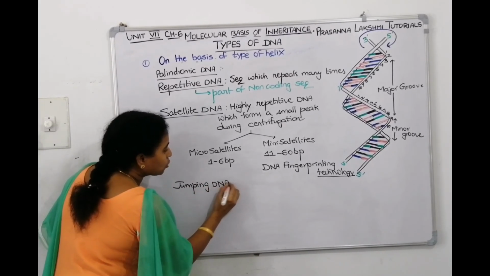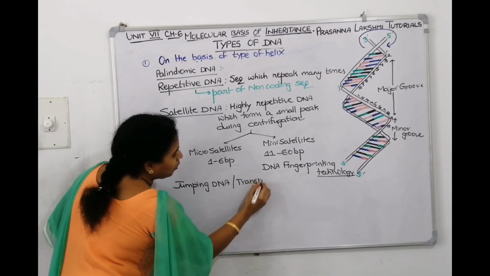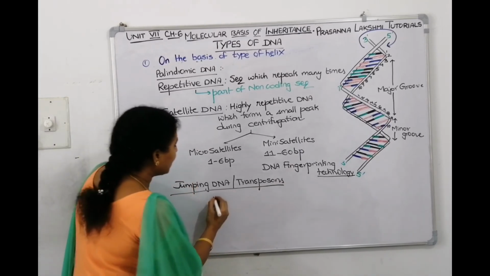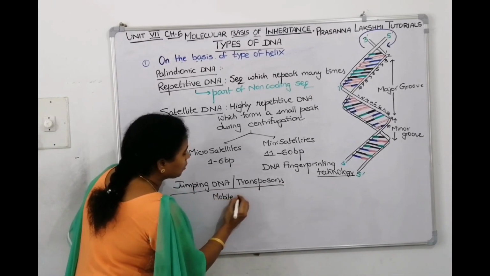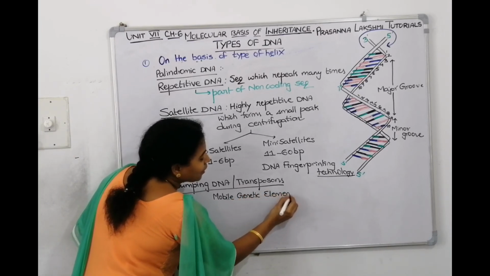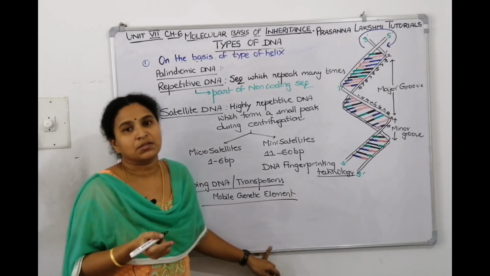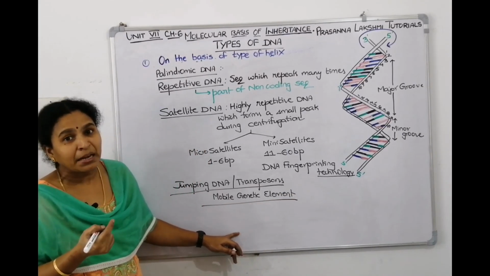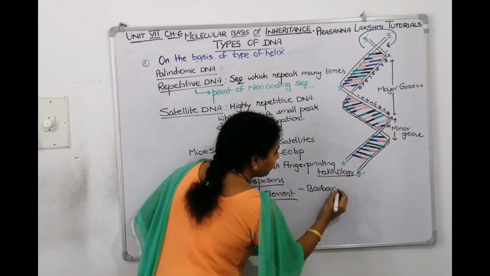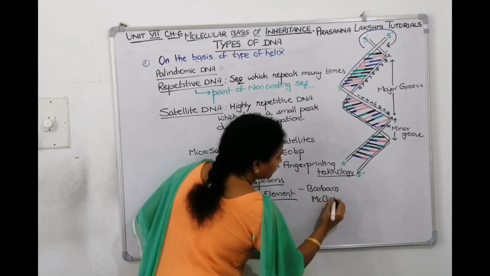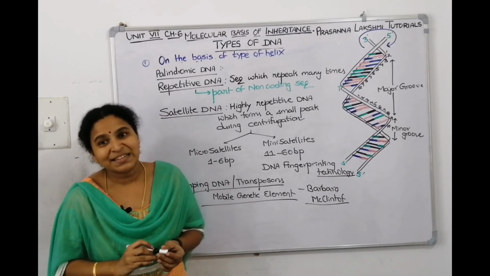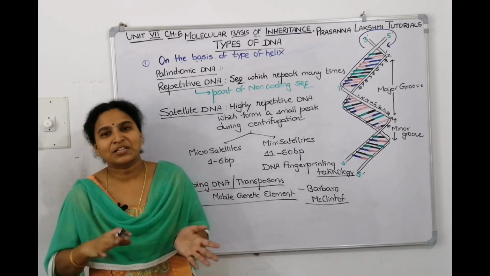Jumping DNA is also called transposons. It is also called mobile genetic element, meaning it can't fix to one place. It jumps from one place to another place. Barbara McClintock discovered these jumping genes, which are called transposons, which are called mobile genetic elements. They don't have constant places. They jump from one place to another, right?